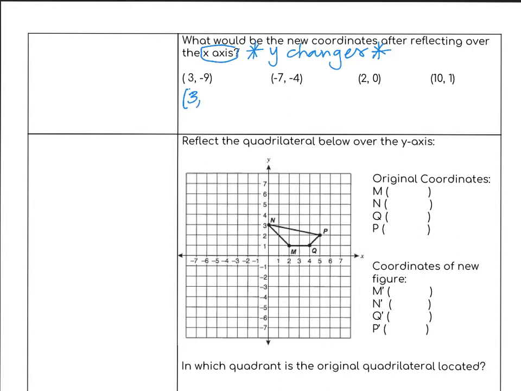So you're going to copy the x value. Since that's a -9, the reflection will be a +9. Copy the x. Since this is a -4, the reflection will be a +4. This one is a 0, so our 2 is going to stay the same, and this time our 0 is going to stay the same because this is the exception to the rule. And then this last one, our 10 is going to stay, and since this is a +1, the reflection is going to be a -1.